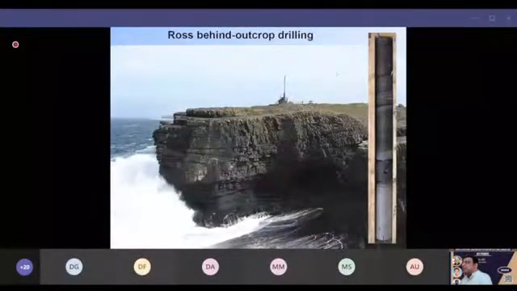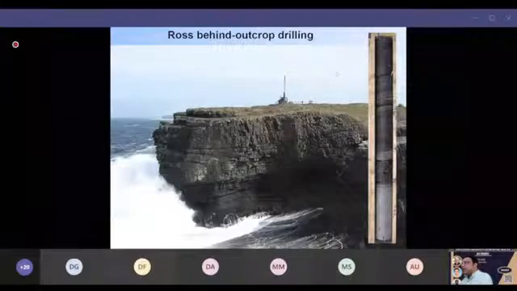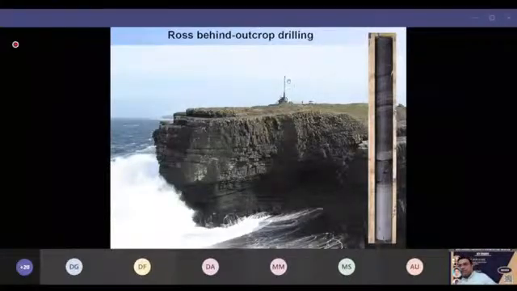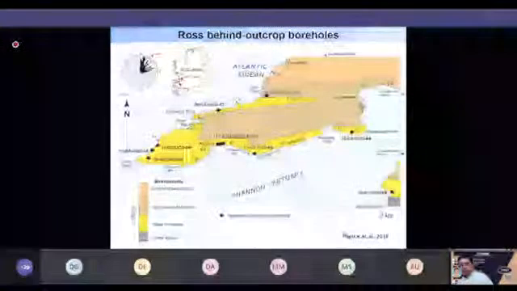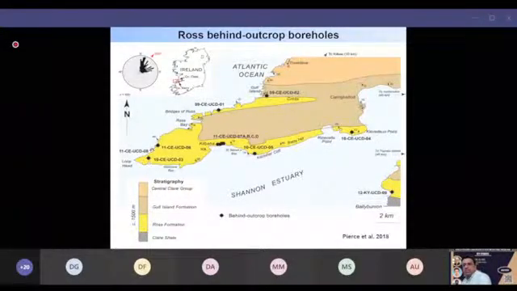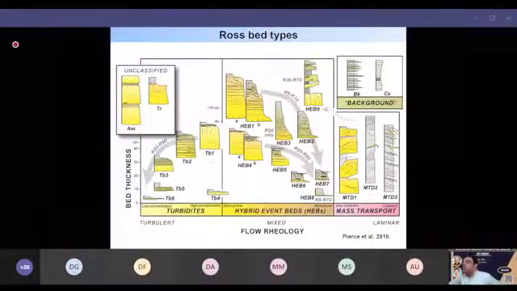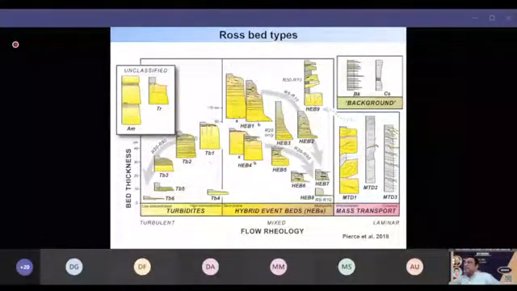The outcrops are exposed mostly on the cliffs, so you can't access all of them. For this, we drilled behind the outcrop. This is a drilling machine. We drilled those cliffs, and we got a core. We got more than 1.5 kilometers of core from a series of boreholes, almost 9 boreholes, which we will refer to as 1 to 9. So 9 boreholes, more than 1.5 kilometers of core. We studied this core in detail, and we derived a bed level classification scheme.